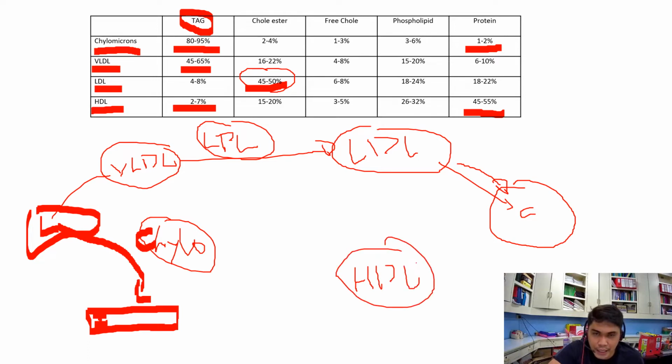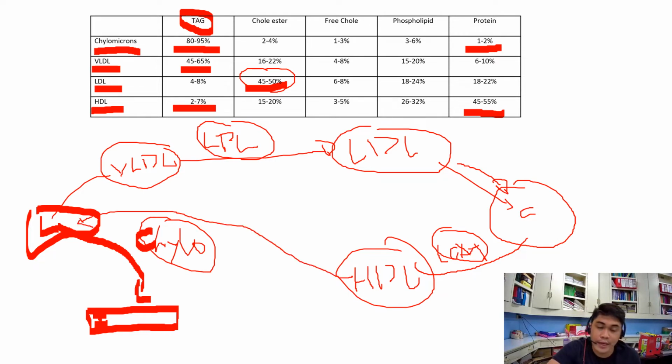So this HDL will remove the excess cholesterol from this cell using the enzyme LCAT, or lecithin cholesterol acyl transferase. You remove the excess cholesterol, and the HDL will bring this excess cholesterol to the liver for excretion.